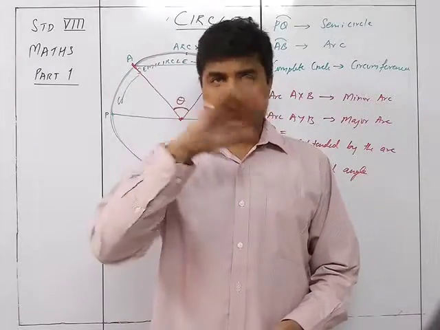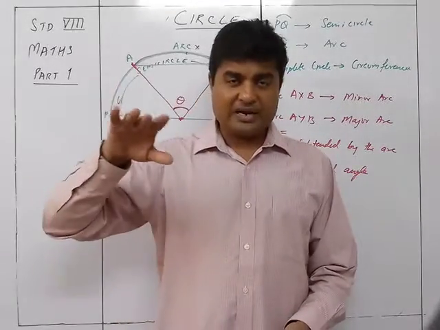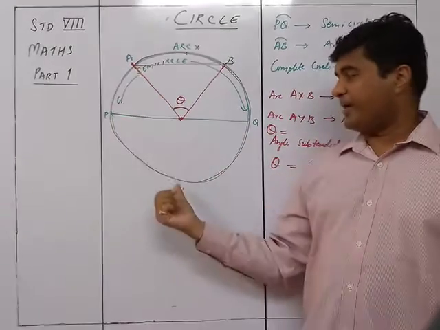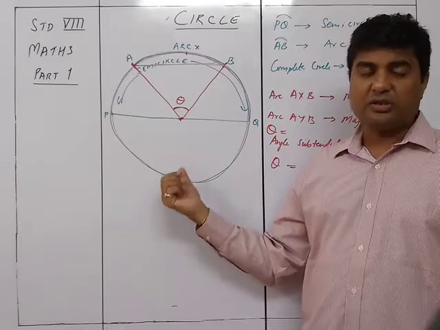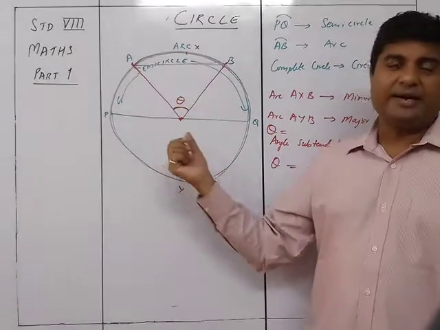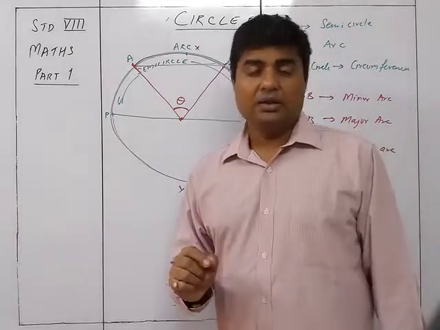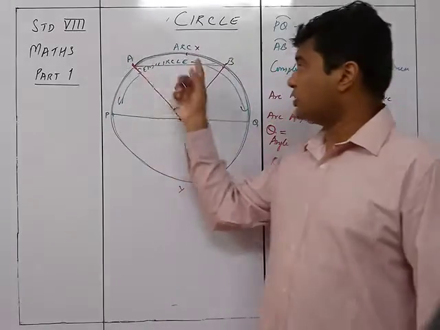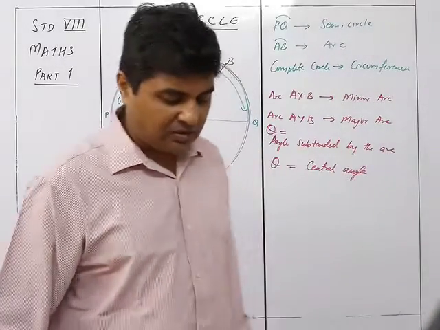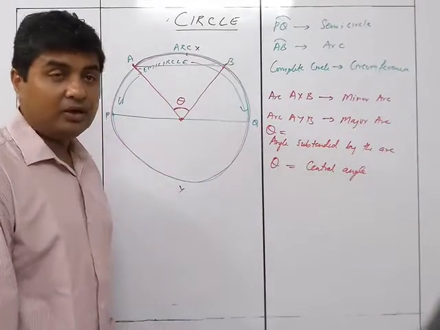Okay, so this was about the arc. The arc forms a minor arc, major arc. An arc also forms an angle; it can form an angle even over here at the circumference. That's called the angle subtended by the arc. If it is at the center, then it is called the central angle. The central angle can be by the arc also or even by the chord also. So that is the angle subtended by the arc or the angle subtended by the chord.